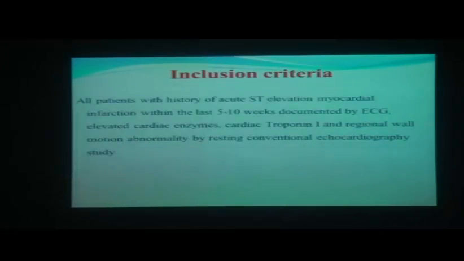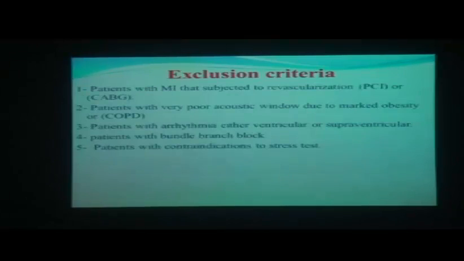All patients had a history of acute ST elevation myocardial infarction within the last 5 to 10 weeks, documented by ECG, elevated cardiac enzymes, troponin, and regional wall motion abnormality at rest by conventional echocardiography study. Patients with myocardial infarction subjected to revascularization by PCI or CABG were excluded. Also excluded were patients with poor acoustic window or morbid obesity, patients with arrhythmias either ventricular or supraventricular, patients with bundle branch block, and patients with contraindication to stress test.